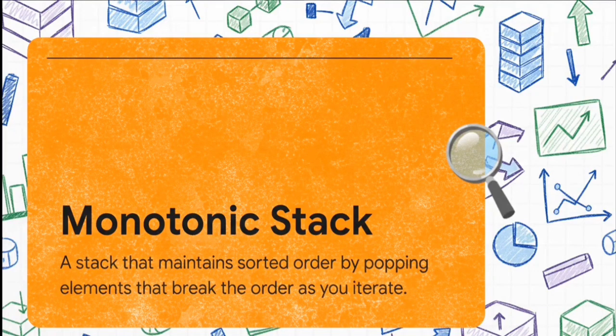So, what is it really? At its heart, a monotonic stack is just a regular stack, but with one special rule. The elements inside have to stay in a specific order, either always increasing or always decreasing. The magic isn't in pre-sorting, though. The magic happens when we add something new. If a new element is about to break the rule, the stack actively kicks out, or pops, whatever's in the way until the order is restored.